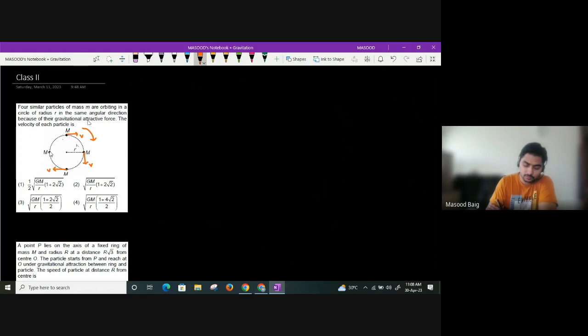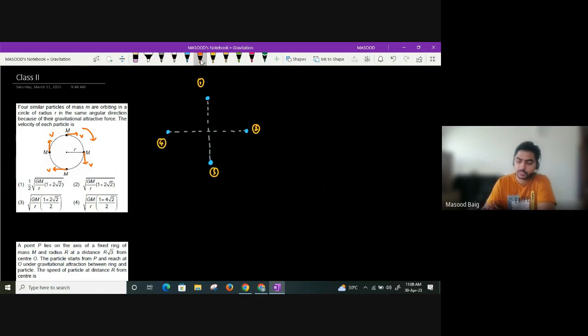Whenever objects are performing circular motion, there should be centripetal force directed towards the center. Can it exist on its own? No. It cannot exist on its own, guys. It should be provided again. So there are four masses placed on the circumference of the circle, something like this. Let us imagine this is our first mass, this is second mass, third mass, and fourth mass.